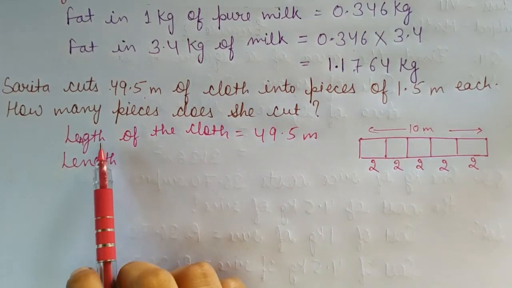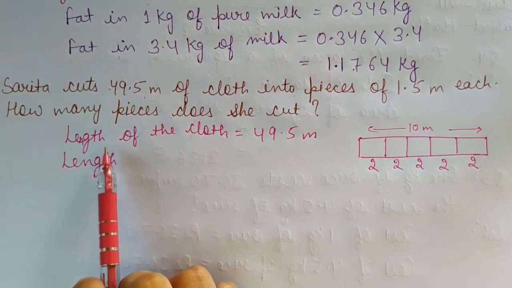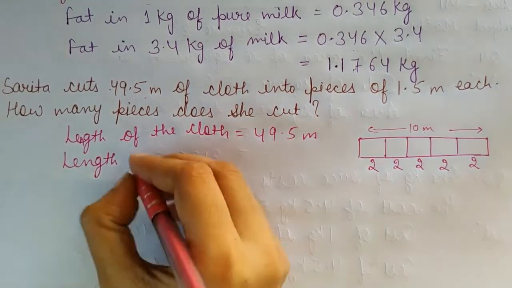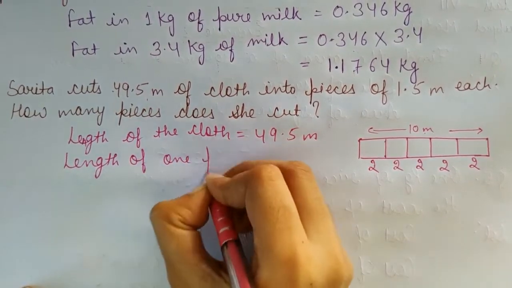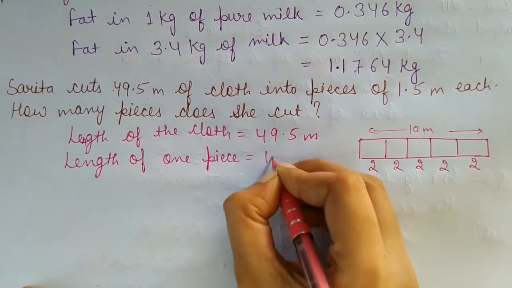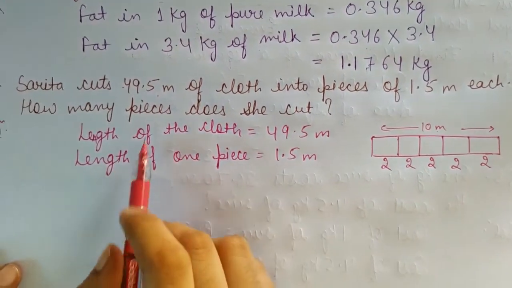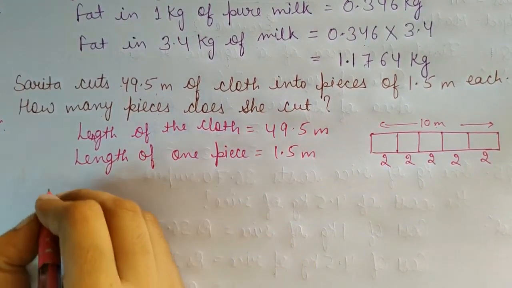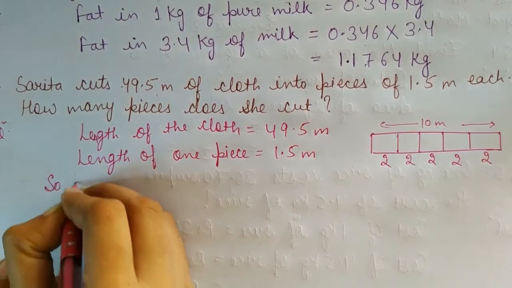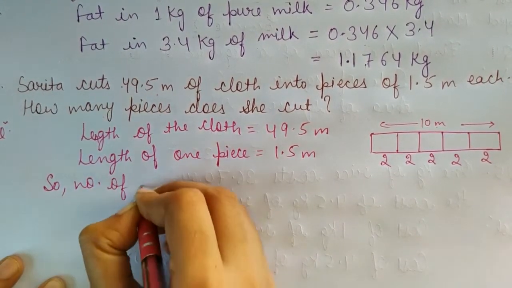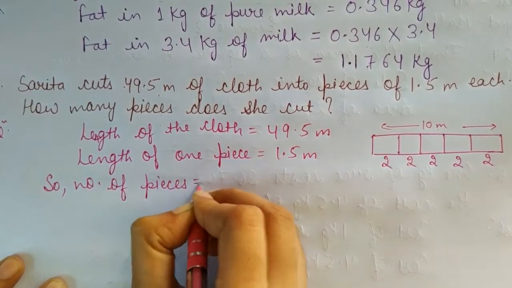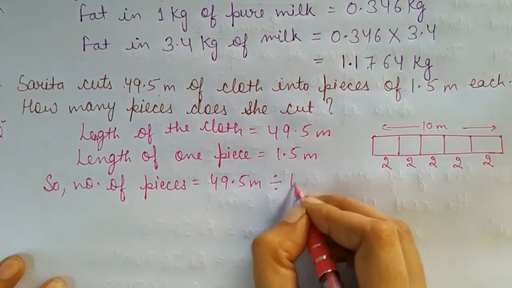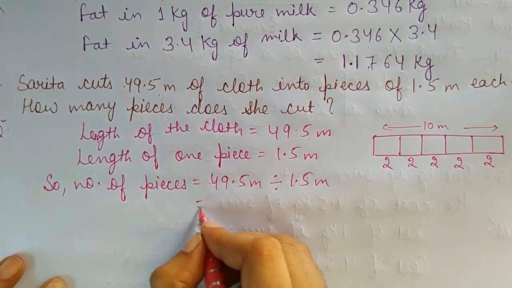So I am writing whatever we are given. We are given the length of the whole cloth, that is 49.5 meter. Then the length of one piece must be 1.5 meter. And what we have to find? How many pieces does she cut? It means we have to count the number of pieces. So the number of pieces is equal to this 49.5 meter divided by this 1.5 meter.